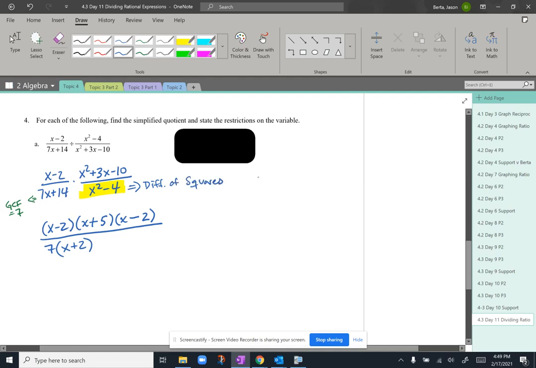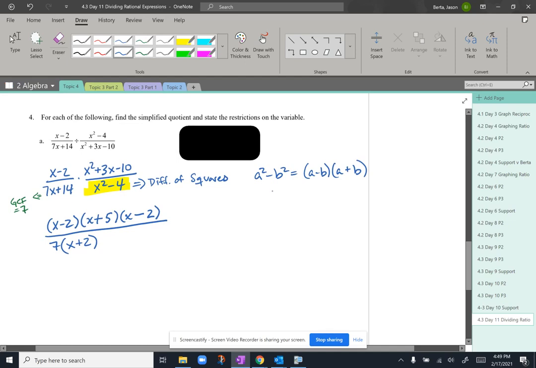All right, remember the difference of squares pattern is when we have an a squared minus b squared, we can factor it as follows: a minus b times a plus b. Here, our a value is x and our b value is 2, because 2 squared is 4. So what we can do is factor the x squared minus 4 into an x minus 2 and an x plus 2. So there's our factored form.